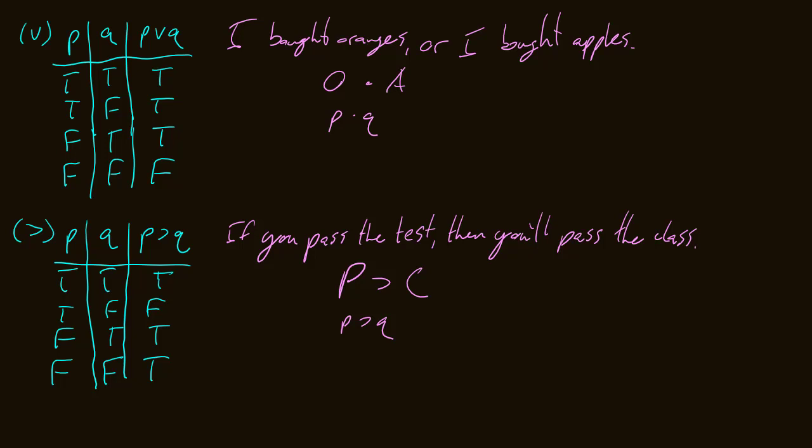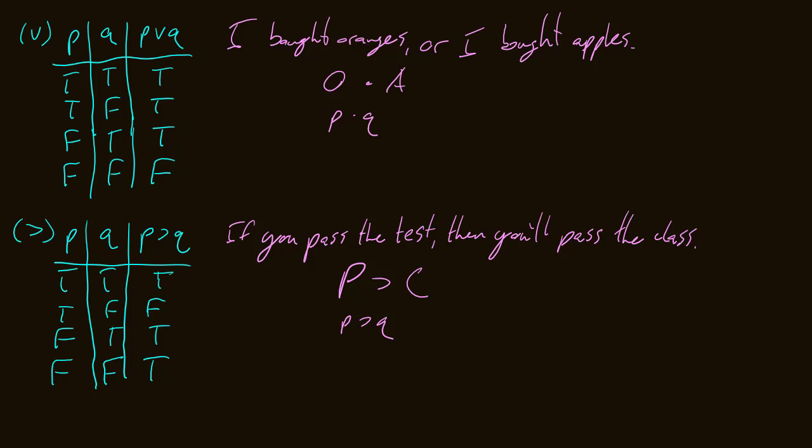Now, if you pass the test, then you'll pass the class. That is, I'm your teacher, and that is my claim to you, the student, right? And say it's true that you passed the test, and it's true that you passed the class. Then my promise to you, if you pass the test, then you'll pass the class, must be true. So when P and Q are true, P then Q is true. That should make sense. Now, if you pass the test, right, but then you don't pass the class, then you would call me a liar, right?